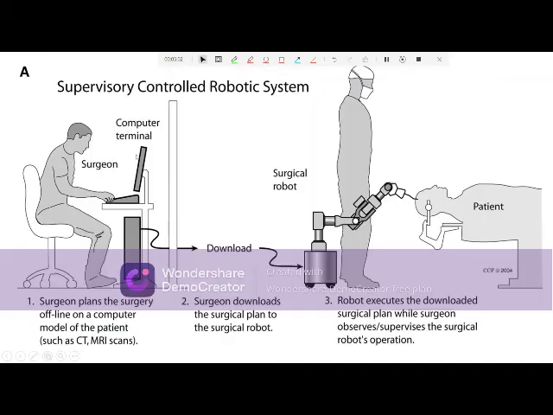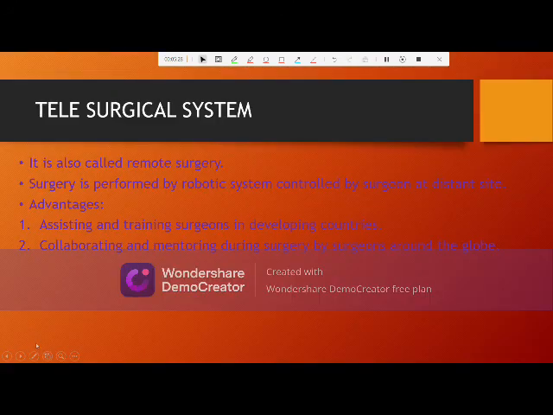So this is basically the supervisory control robotic system. Here it is the computer terminal. Here the surgeon sits. The surgeon plans the surgery offline on a computer model of the patient, such as CT or MRI scans. Then the surgeon downloads the surgical plan to the surgical robot. It is the surgical robot. The robot executes the downloaded surgical plan while the surgeon observes and supervises the surgical robot system.